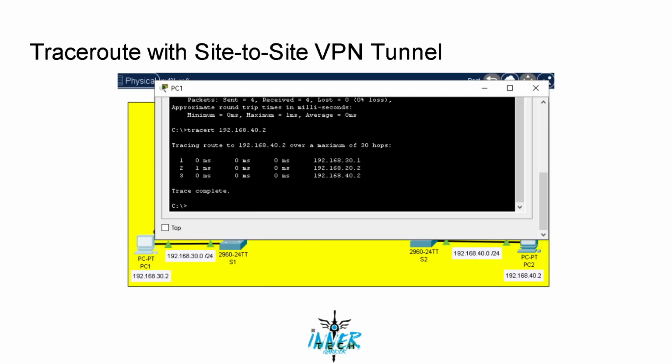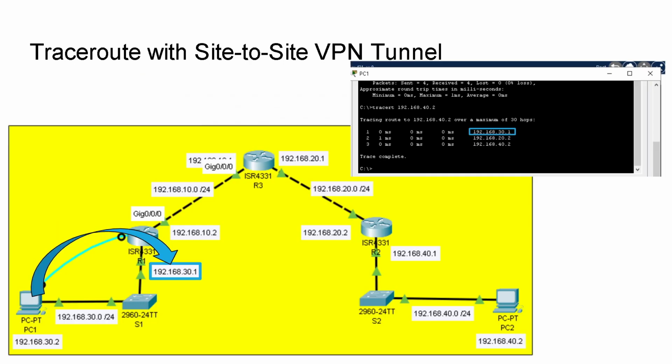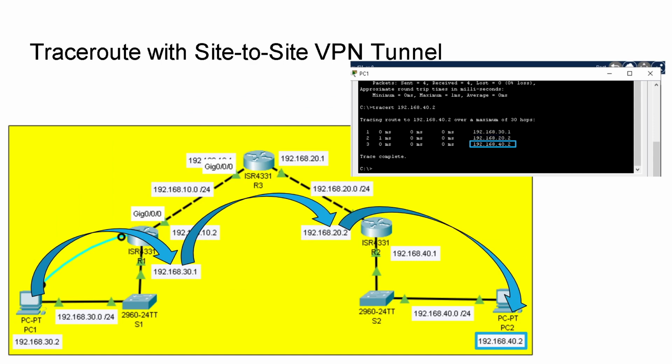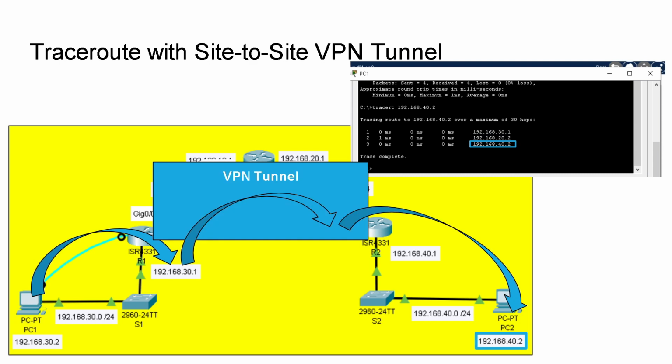Now try doing a traceroute from PC1 to PC2. It may take a bit for the tunnel to get going, so you may have to try more than once. But what you should see is only 3 hops this time. So the first hop is router 1's 192.168.30.1, router 2's 192.168.20.2, and then PC2's 192.168.40.2. Notice how it just tunnels through router 3 now?